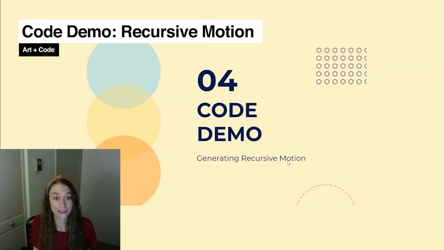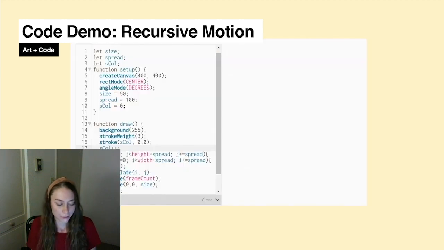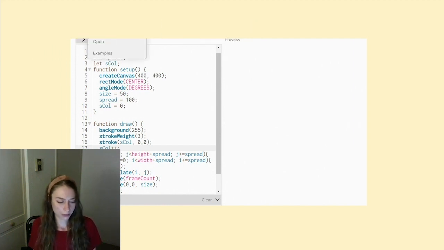So let's do it. Let's go generate some recursive motion. Right now we are working with this sketch. I recommend you save it. We're going to open a brand new fresh one to get to work on our recursion.